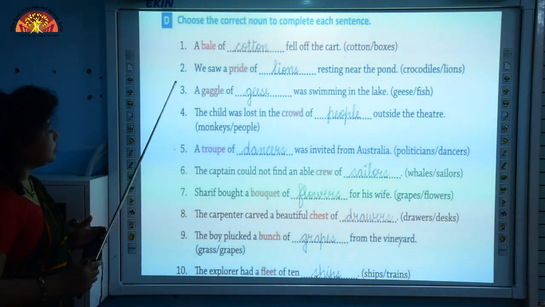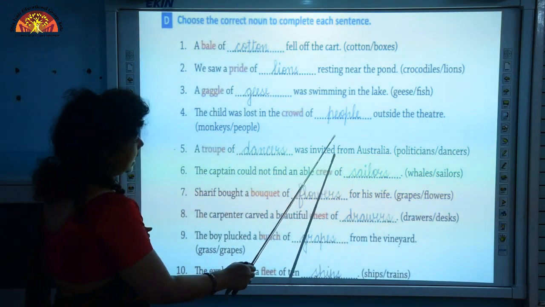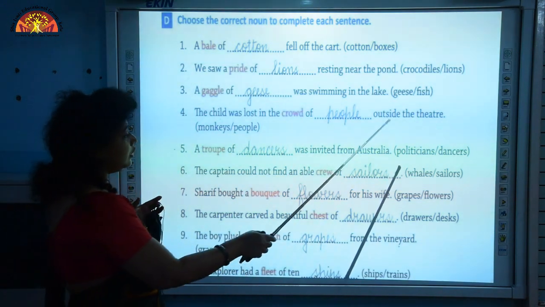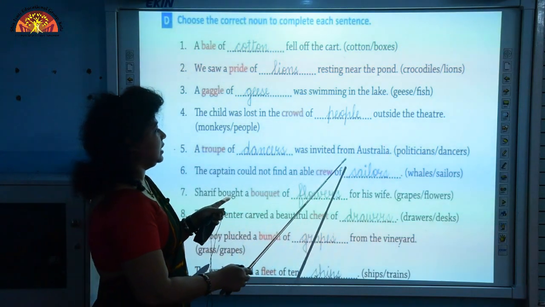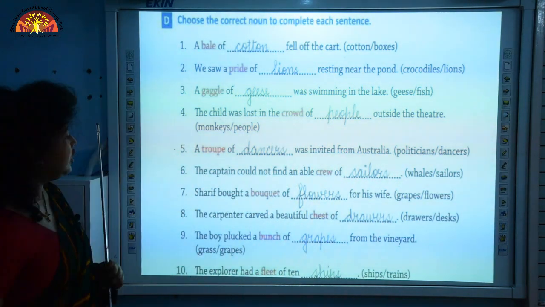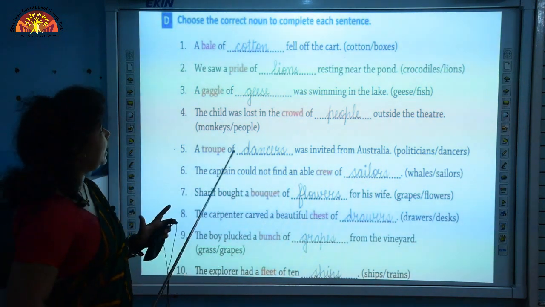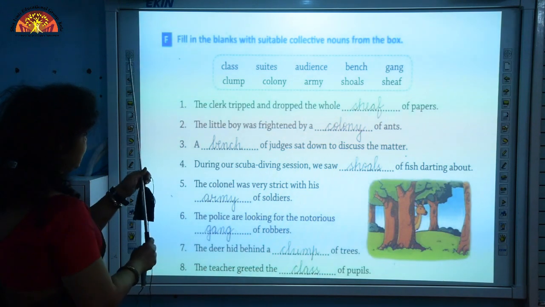Now let's come to question number 5. A troop of dash was invited from Australia. So which is the correct noun for this? A troop of dancers was invited from Australia. So children, I want you to do all the remaining questions in the same way, and now let's proceed to the next exercise. Let's come to exercise F.